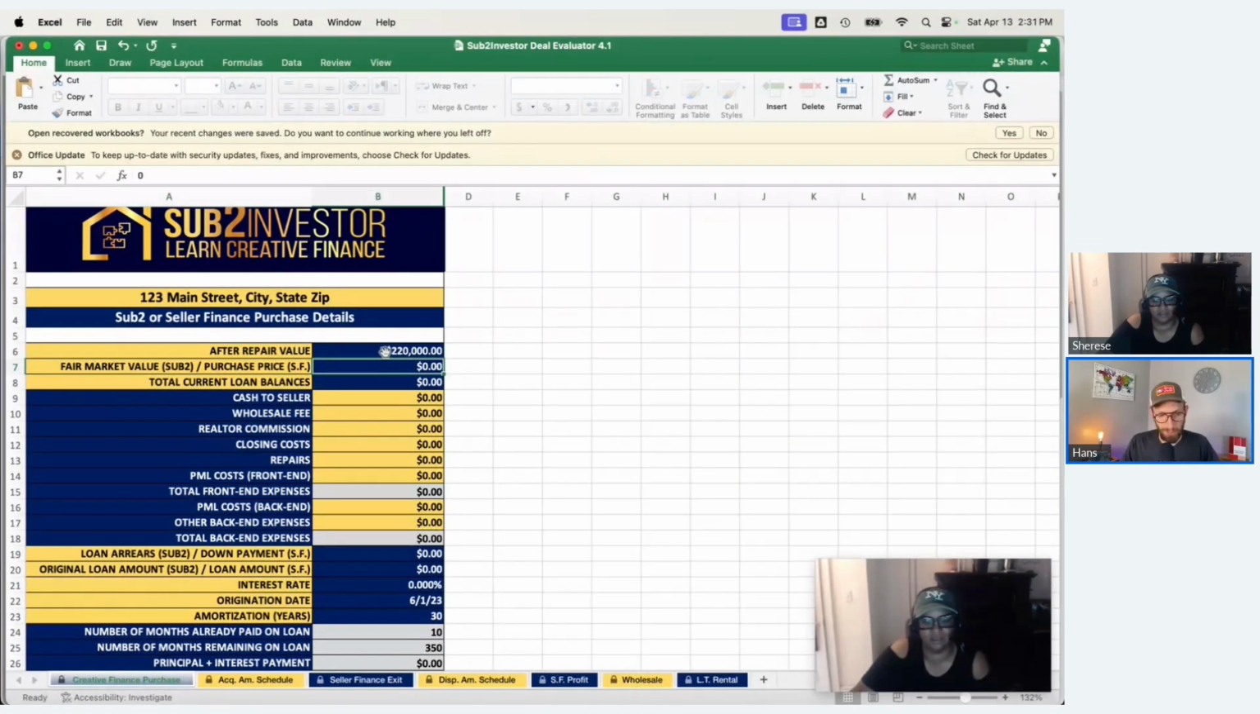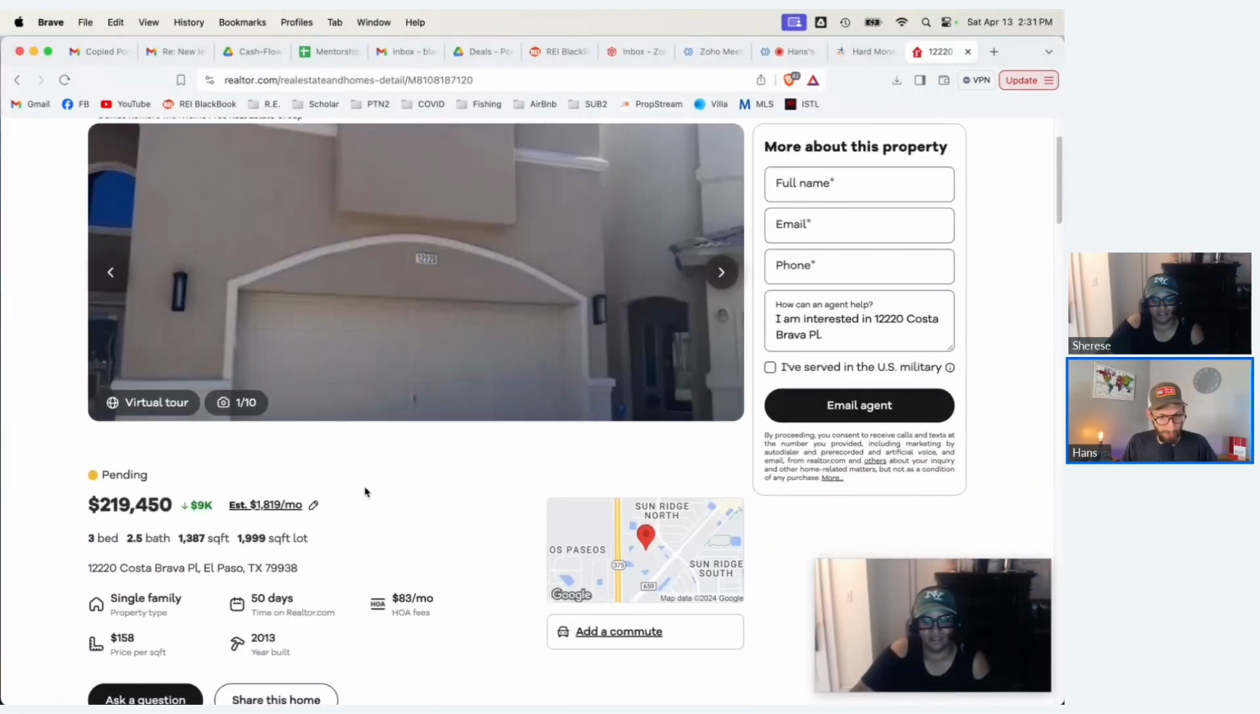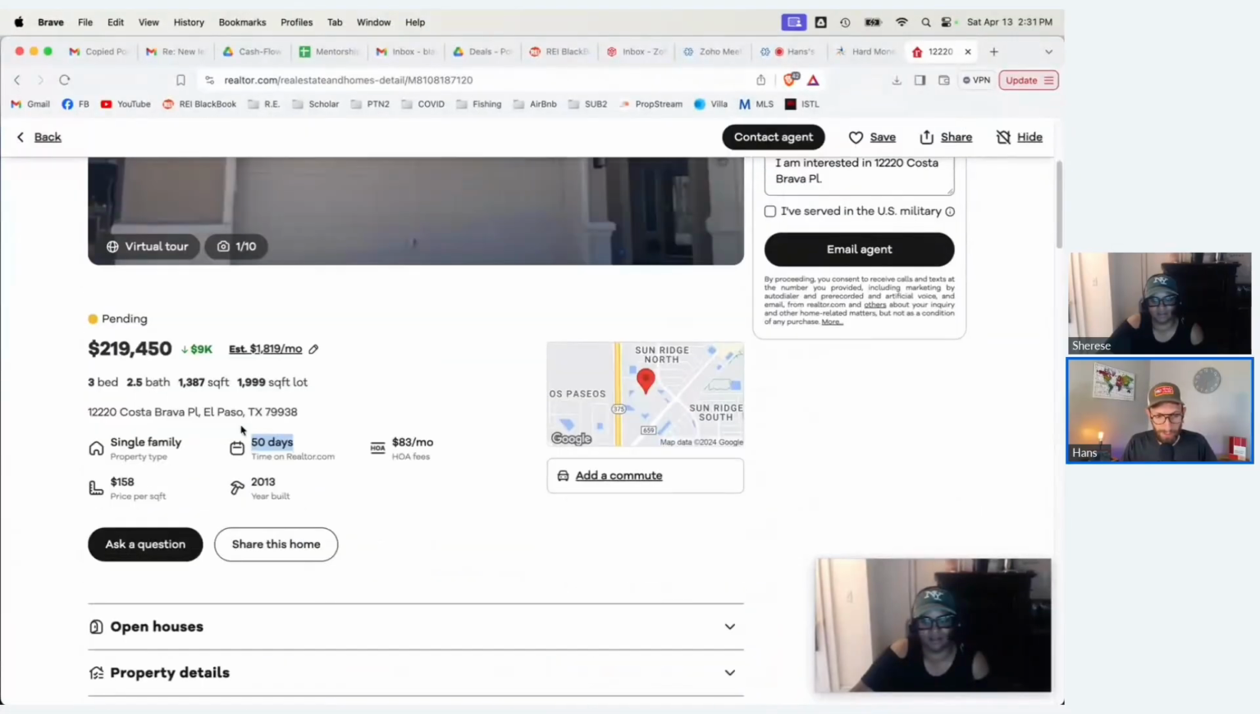This house probably has no equity. How long has it been on the market for? It's been on the market for 50 days. So that means it's priced high. It's probably worth a little less than 220, is my guess.